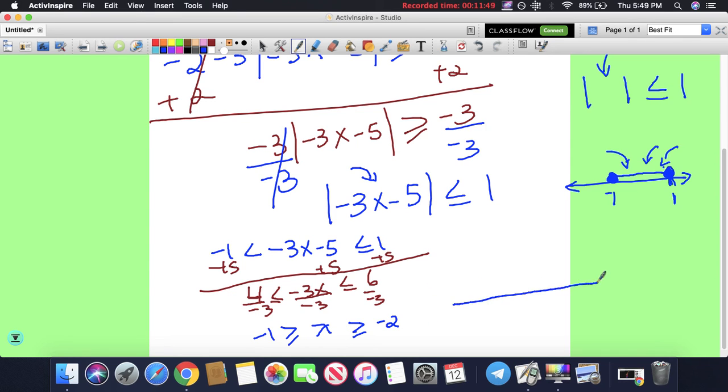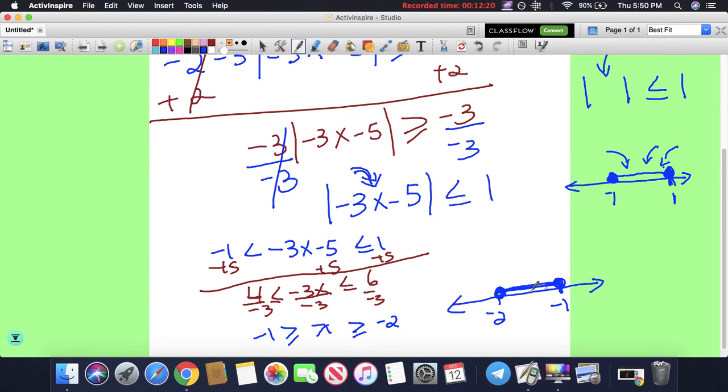So again, our x value has to be between negative 1 and negative 2. Right? So, and here is our solution. Okay, and you can always try it out. So pick a number between negative 2 and negative 1, substitute it here, replace the x value with that, and see if you take the absolute value of it, it's less or equal to 1.